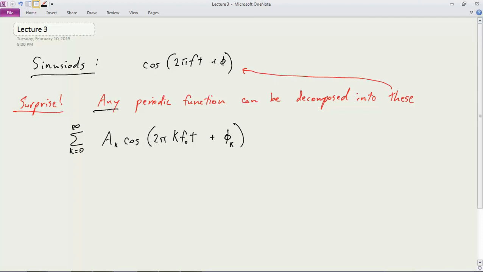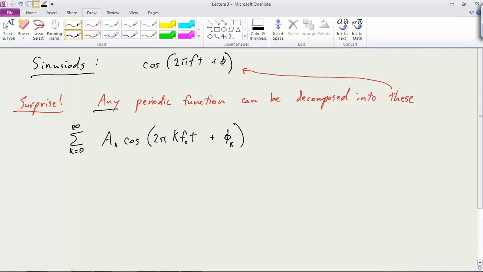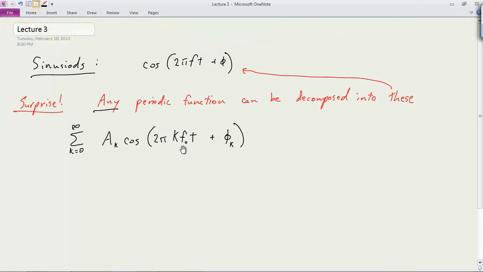So it's a sum over k's. So in other words, what we're doing is we're taking a potentially infinite number of terms like this. Each one is a sinusoid of a multiple frequency of this f naught. Right? So you have some fundamental frequency and all of its multiples. And if you do the proper scaling and shifting, you can use this to represent any periodic signal.